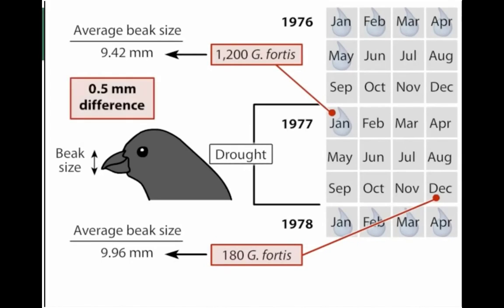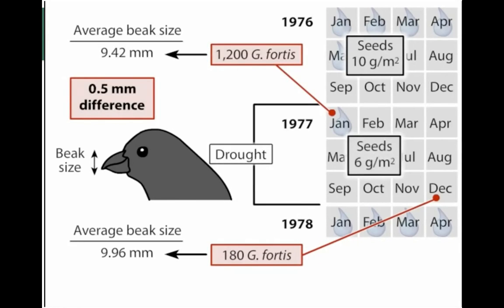Although a 0.5 millimeter difference in beak depth may seem small, it has a huge impact on the ability of a bird to eat seeds. Seeds are an important food source for the finches. In June of 1976, before the drought, an average of 10 grams of seeds were found on a square meter of ground. During the drought, the plants did not produce seeds, so by the next June, only 6 grams of seeds per square meter were left. By December, only 3 grams per square meter were left.